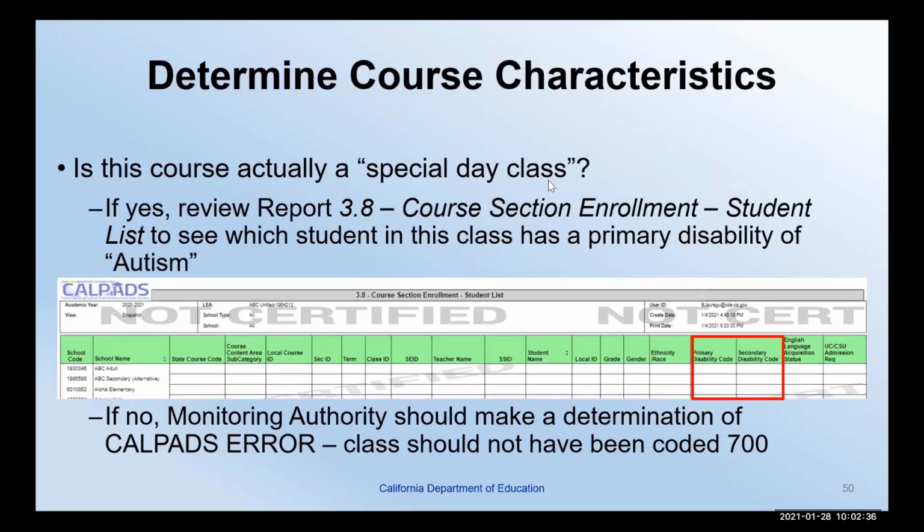Okay, because in this case, the student that is generating this exception, or there may be a couple of students that could be generating this exception, you'll have to look into a little bit more detail about these specific students. If the course is not actually a special day class, then the monitoring authority is generally going to make a determination of CalPADS error, because that class should never have been coded 700 in the first place.